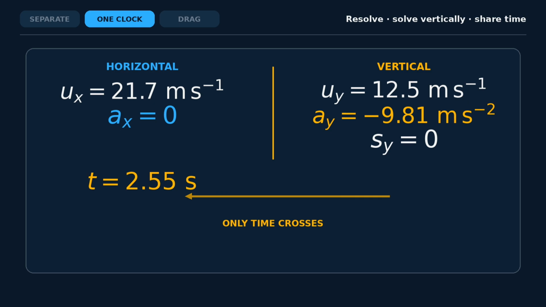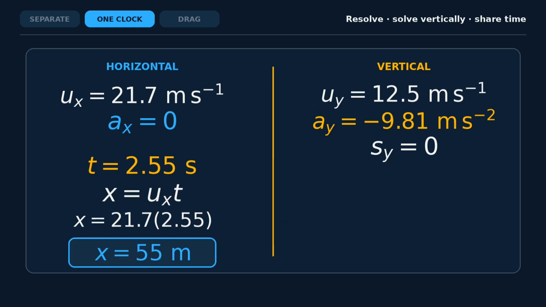That same 2.55 seconds now crosses into the horizontal calculation. The horizontal displacement is horizontal velocity multiplied by time, so it's 21.7 multiplied by 2.55. The range is 55 meters to two significant figures.